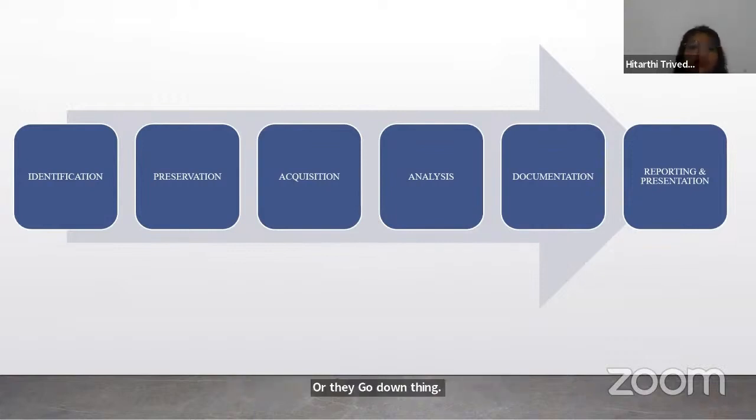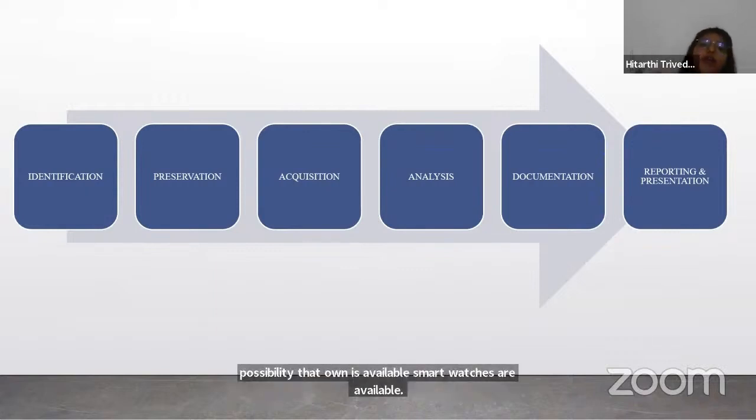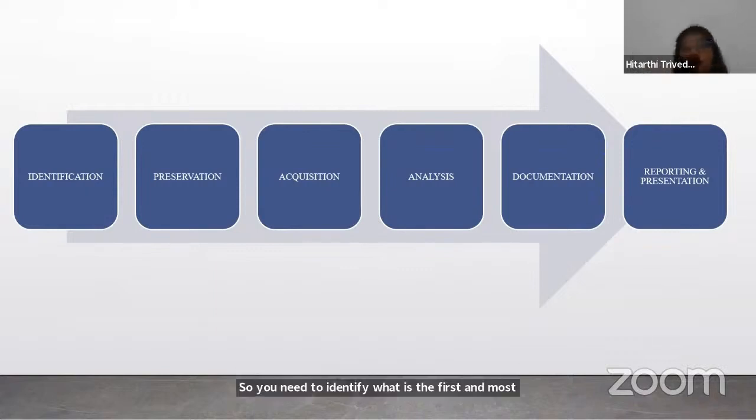There will be pen drives, then laptops, then certain information related to it, certain passwords related to anything. There is a possibility that a phone is available, smartwatches are available. So you need to identify what it is. The first and foremost step is identifying what is of your use. How will you identify?